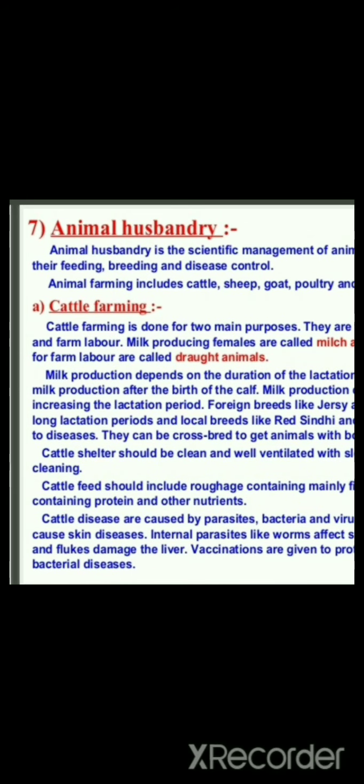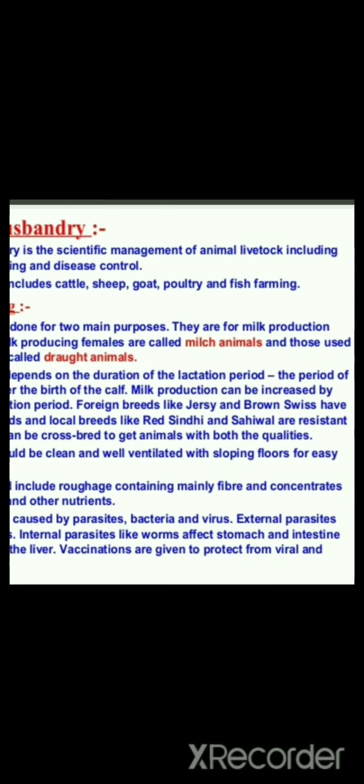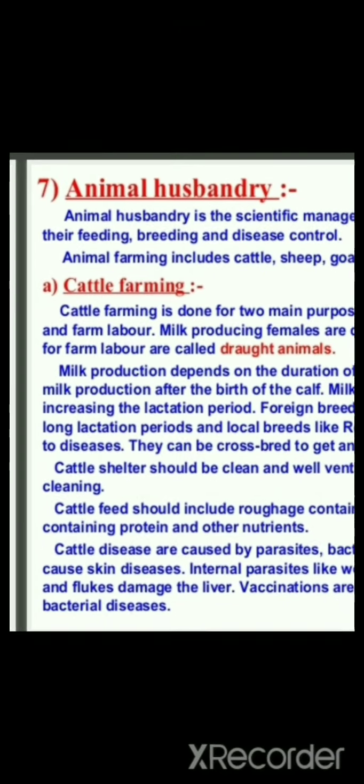First is cattle farming. Cattle farming is done for two main purposes. Why is cattle farming done? The first purpose is for milk production and for labor. Milk producing females are called milch animals, and those which are for labor are called draught animals.